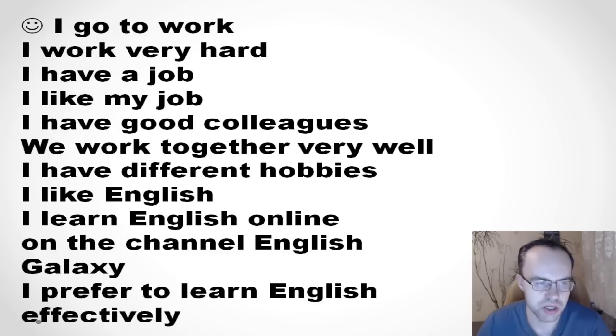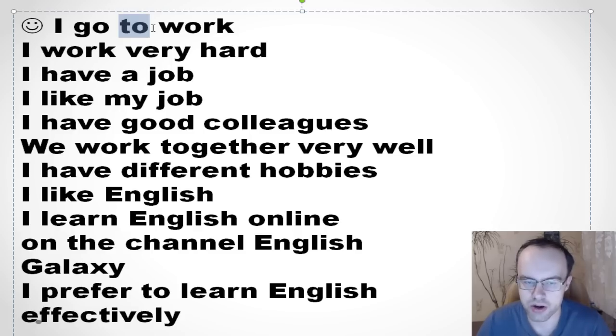Okay, and some more important phrases. Let's focus on prepositions. I go to work. We say go to work. I work very hard, means a lot. I have a job. We say I have a job. I like my job. I have good colleagues. We work together very well. I have different hobbies. I like English.